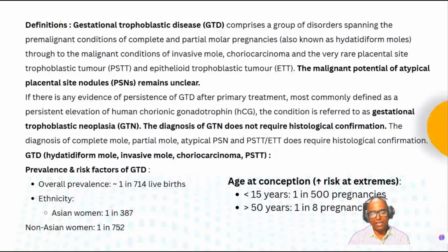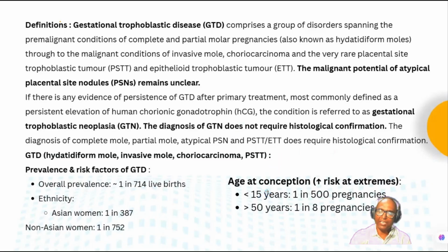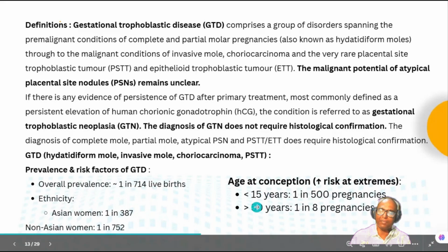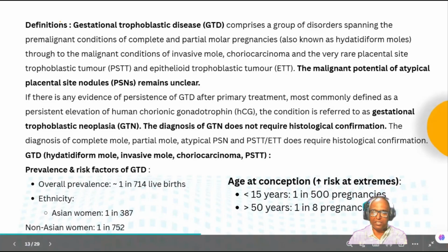Okay, so Asian women are at higher risk, 1 in 387, and non-Asian women around 1 in 750. Sometimes they can ask you about the age-related prevalence, because it is common at extremes of age. In that also, the higher the age, that means after 50 years, it is more common. 1 in 8 pregnancies there can be GTD, and at a younger age of conception, below 15 years, it is 1 in 500. Okay, so at extremes of age you have higher incidence.